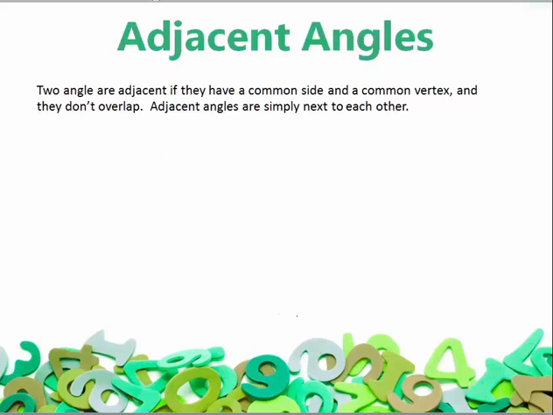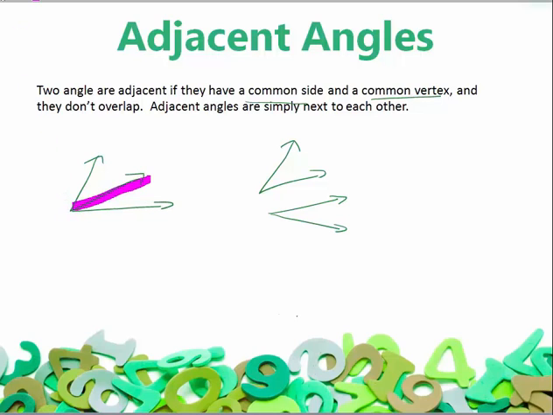Conversely, we have adjacent angles. Adjacent angles do have a common side and a common vertex. So this angle and this angle are adjacent. This angle and this angle are not. Notice the adjacent angles share a side. So this side's shared, and that makes them adjacent.